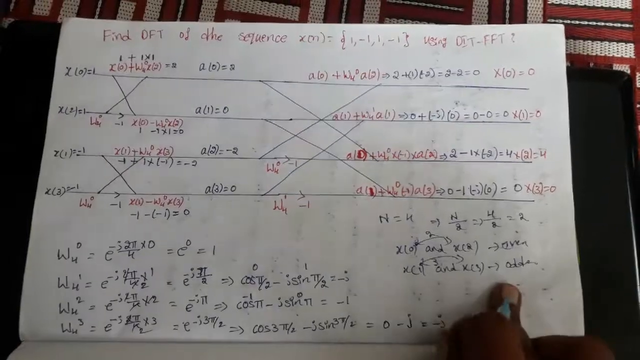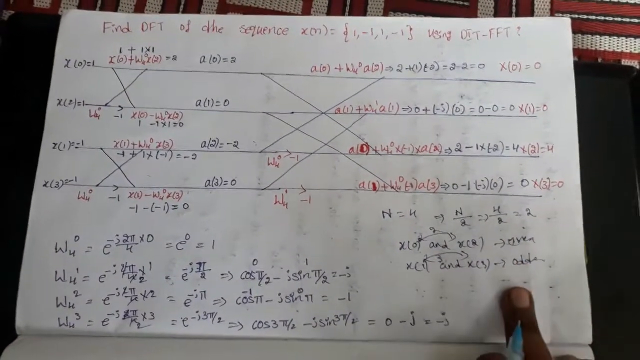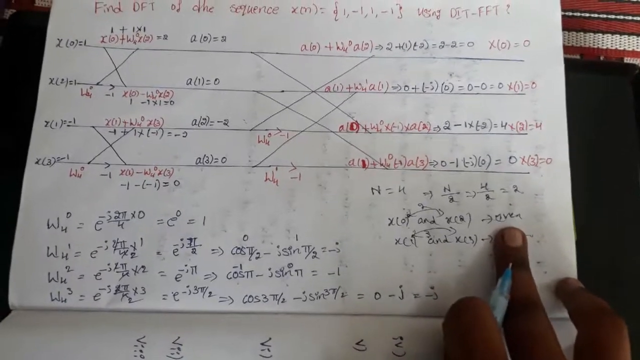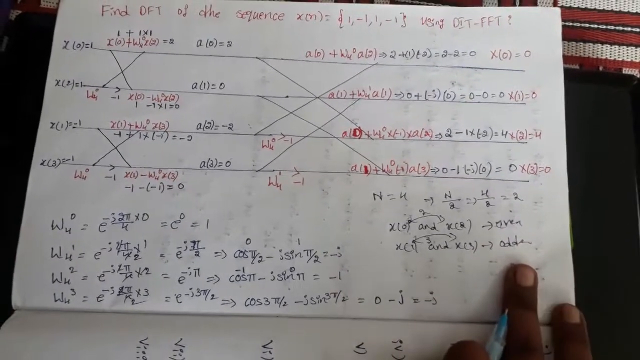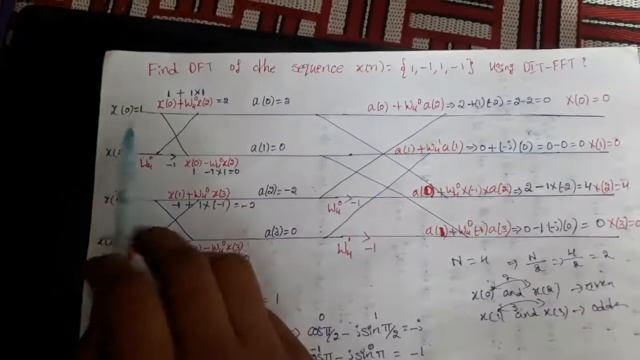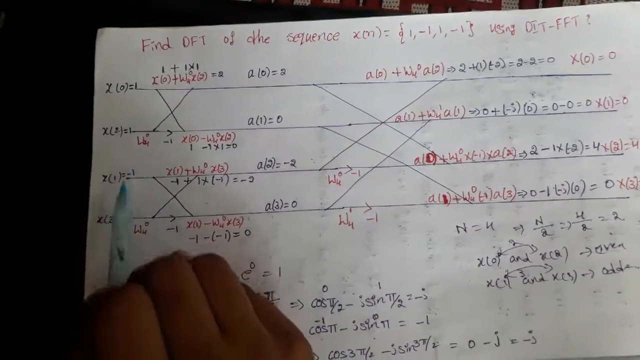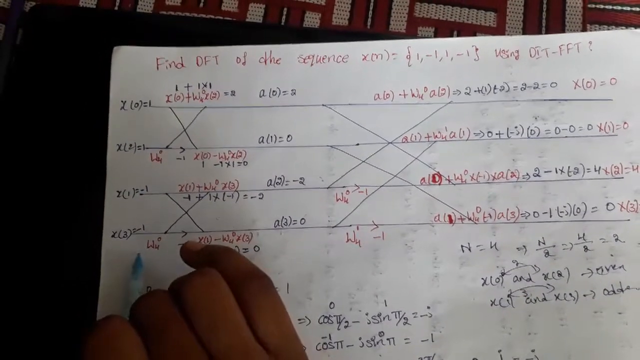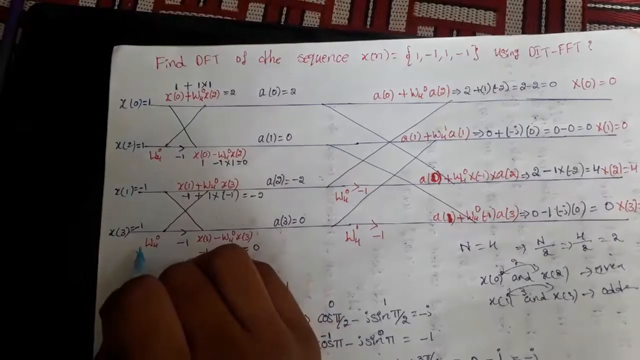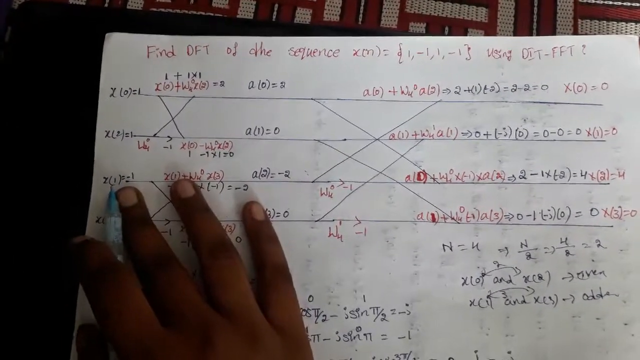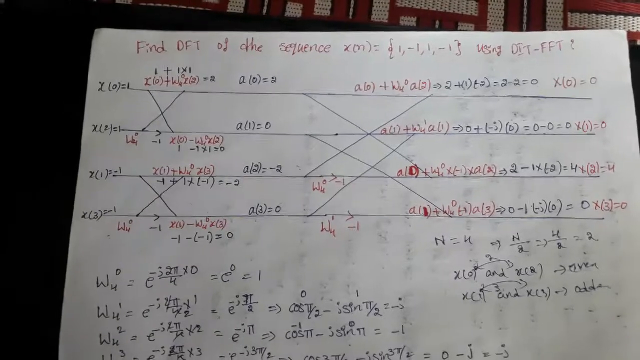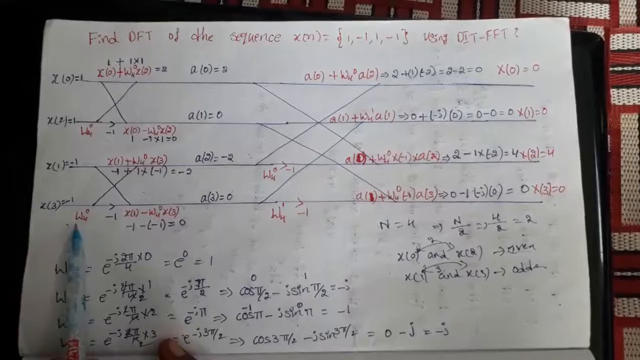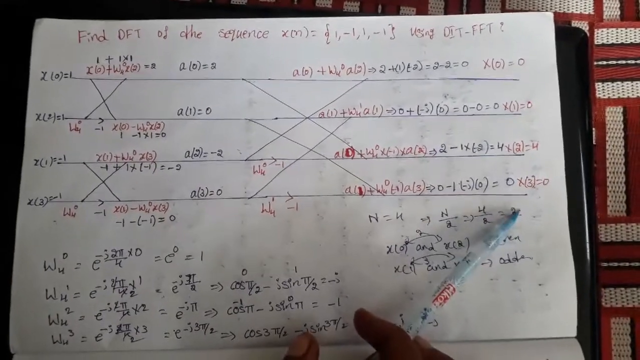Next, step 2. Write the even parameters first, then write the odd parameters. That means x of 0, x of 2, x of 1, x of 3. These two are the even and these two are the odd parameters. So here inputs are taken in bit reversal order and outputs are in natural order.